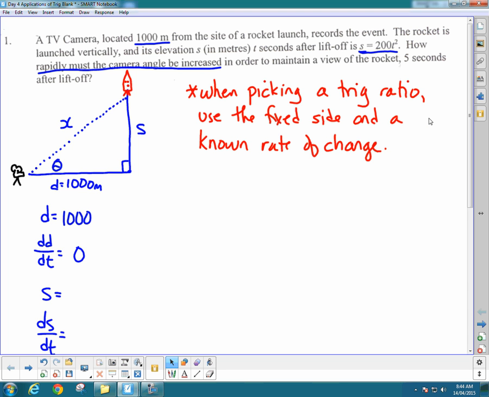Now in this particular question, it doesn't come out and tell you another side's rate of change, but we can figure it out. This x is a challenging rate of change to figure out, but s, we actually have a formula that tells us how that moves. It's right here. So my advice to you then is, at least I can figure out the rate of change from that formula. I'll have to do some work for it, but at least that side here is my known rate of change, or at least I can get to it, and my fixed side in this particular case is d.